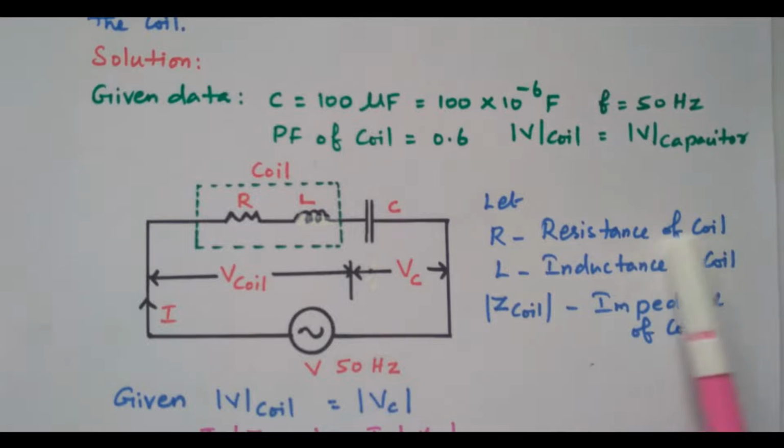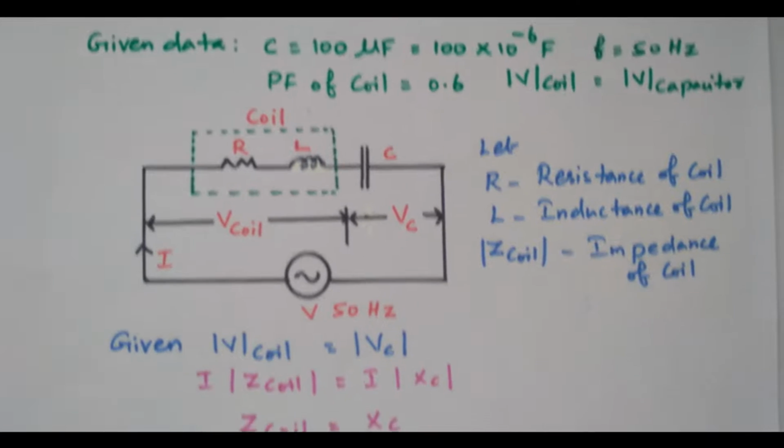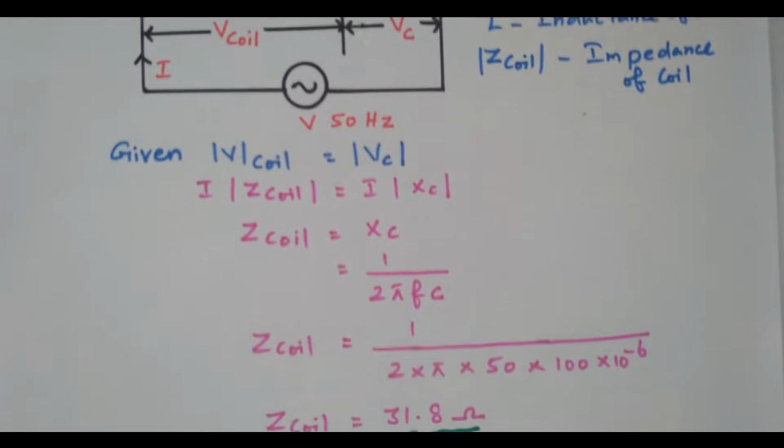So this R is the resistance of the coil, L is the inductance of the coil, Z coil is nothing but the impedance of the coil, total impedance of the coil, right. So from the given condition we will start the problem.